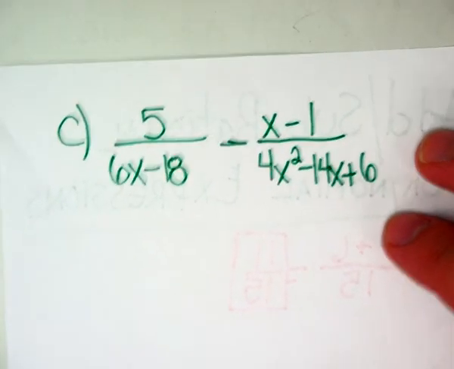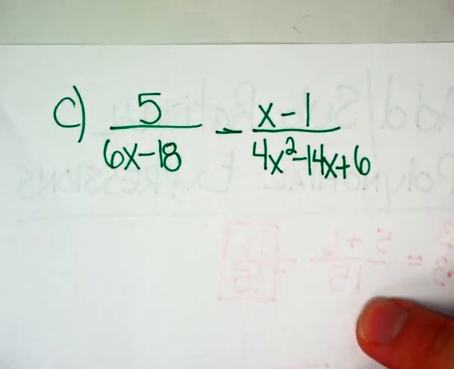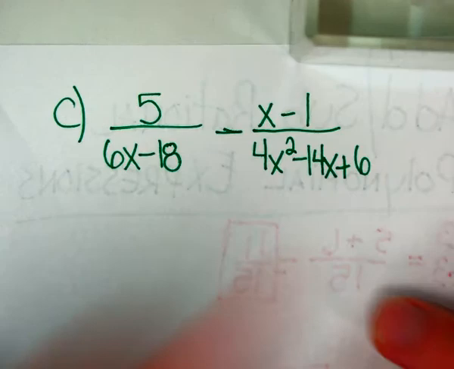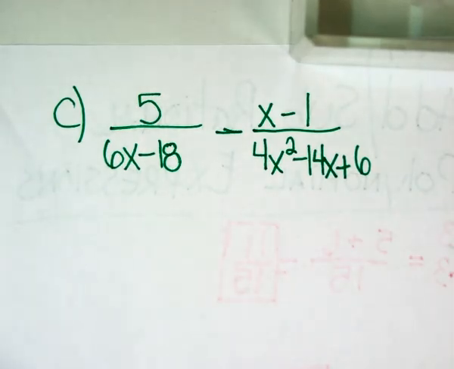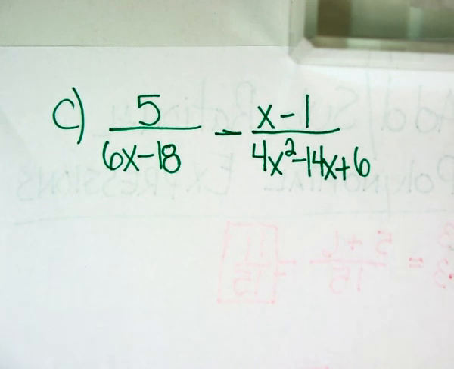Look at a problem like letter C. In this problem, our denominators are not the same. So the question is, can we get them to somehow be the same? We can't just add or subtract things to it. So start off first always by factoring these if we can.